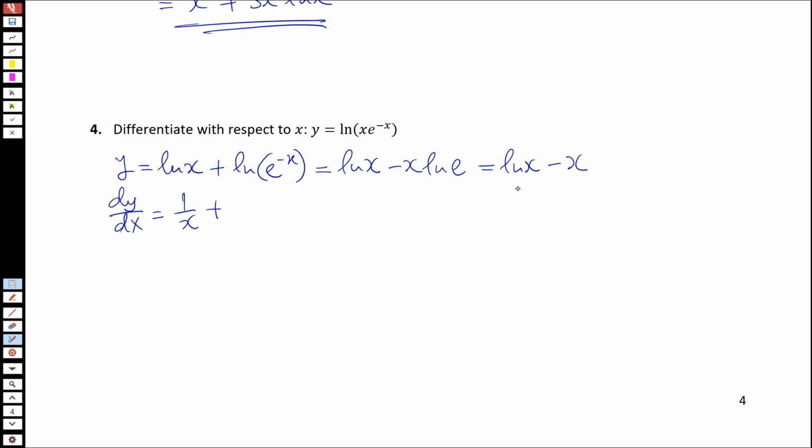So if you find the derivative of that, the derivative of ln x is just 1 over x, and the derivative of negative x will just be negative 1. And therefore, you can leave it like that, or you can write it as 1 minus x over x. Okay, so that's probably the shortest way to work this out. The other approach is you can find the derivative of the inside and outside, but now you'll be forced to use product rule, which could be time consuming.